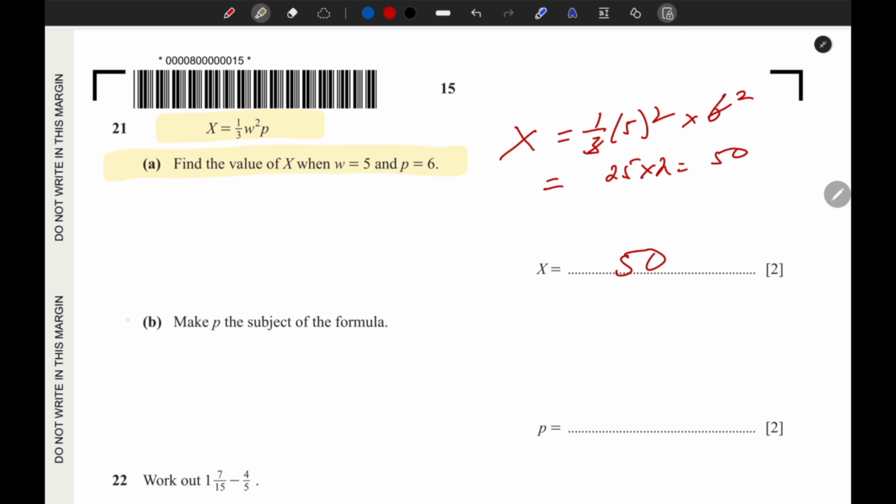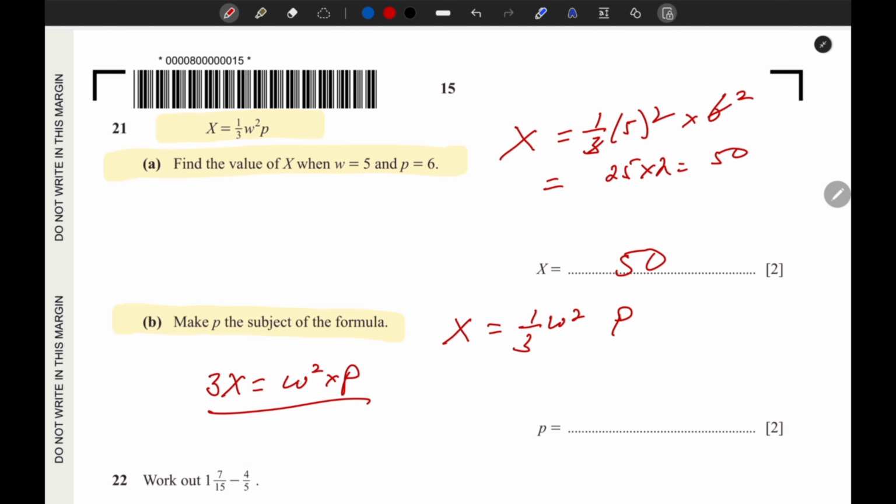Now the B part is make p the subject of the formula. First of all write x equals 1 by 3 w squared p. First cross multiply: 3 will be multiplied with x, so 3x equals w squared times p. Now the next step, take w squared down, cross multiply again: 3x by w squared equals p. So p is 3x by w squared. That's how you make p the subject of the formula.